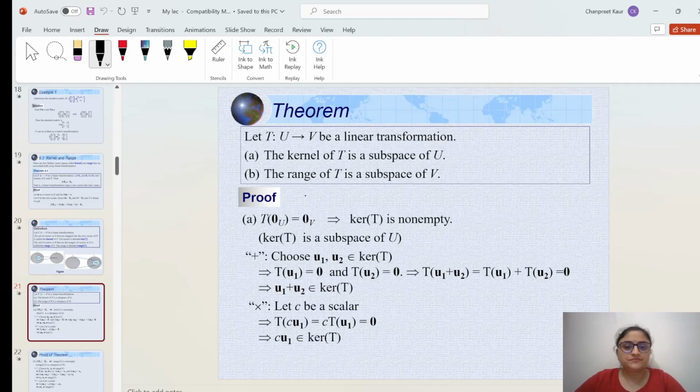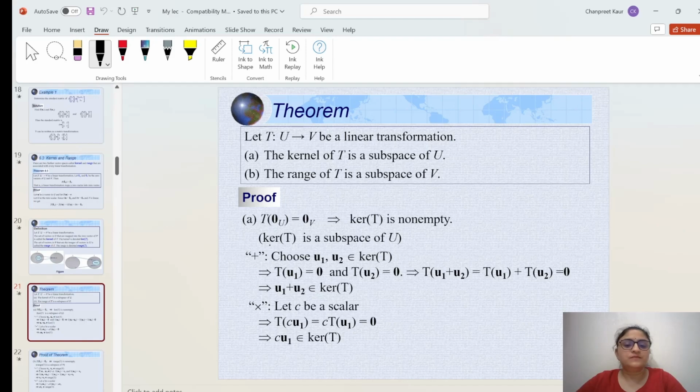So we claim here that the kernel of T and the range of T both form subspaces of U and V respectively. So let's see. In the A part, we'll prove that the kernel of the linear transformation is a subspace of U and the range of the linear transformation is a subspace of V. In the B part, we'll prove this. First of all, we'll show that these two sets are non-empty subsets. Definitely a linear transformation maps a zero vector to a zero vector, so T will map 0 of U to 0 of V. So kernel T is definitely non-empty.